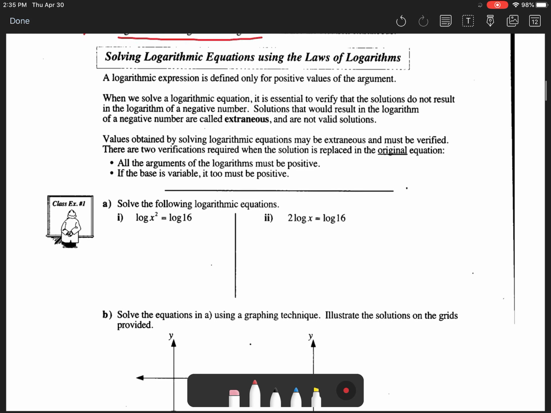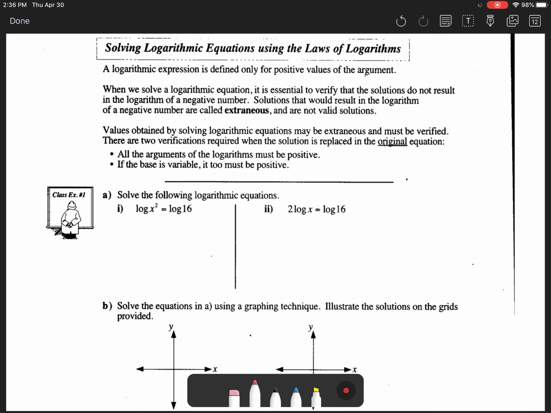All right, taking a look at the next section: solving log equations using laws of logarithms. A log expression is defined only for positive values of the argument. Again, same basic idea that we just talked about in the last section, but obviously very important, so we note it again. When we solve a log equation, it is essential to verify the solutions do not result in the log of a negative number. Any solutions that would result in the log of a negative number are, again, called extraneous and are not valid solutions, meaning we cannot use them.